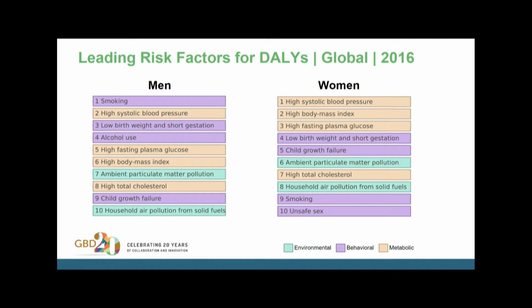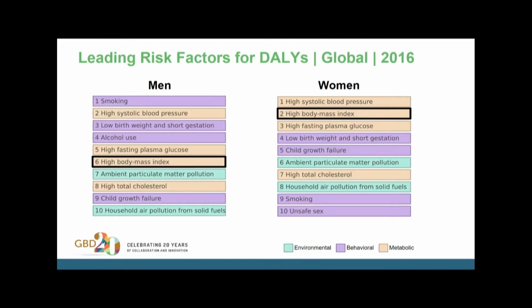Smoking, high systolic blood pressure, and low birth weight were the leading risk factors for DALYs among men, and metabolic risk factors, high systolic blood pressure, high body mass index, and high fasting plasma glucose were the leading risk factors for DALYs among women. As you can see, smoking has a much lower rank in women compared to men, while high body mass index has a higher rank among women compared to men.